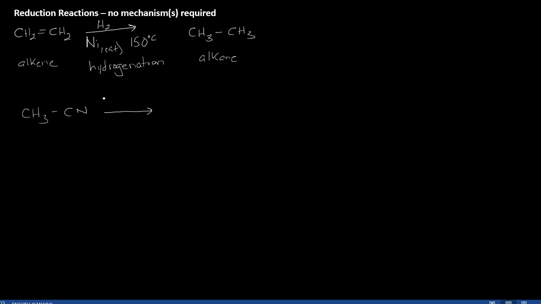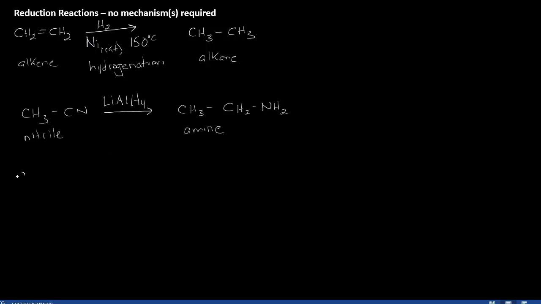The next reaction that we may have not seen in great detail is the conversion of a nitrile to an amine. This is done with the aid of lithium aluminum hydride typically, and from the nitrile produces the corresponding primary amine.